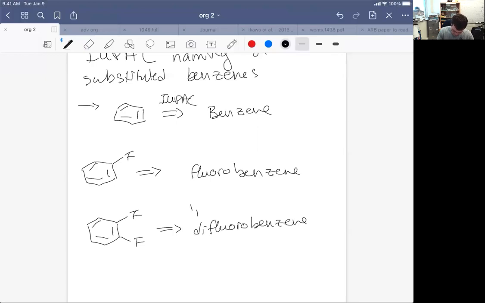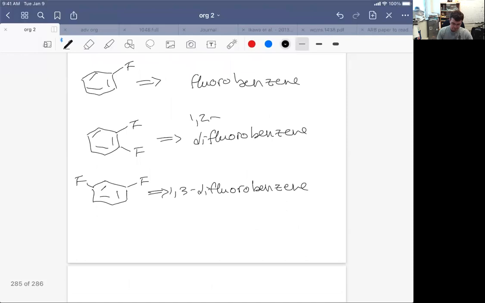Difluorobenzene. Now, we should qualify this by putting some numbers so that we can recognize 1,2-difluorobenzene from 1,3-difluorobenzene. Here you pick a substituent and give it the lowest number possible. Usually number one is the highest priority element. If there's a tie, as in the case of this difluoro, then just one of them gets one, and you give a number to the second one so they have the lowest numbers possible.